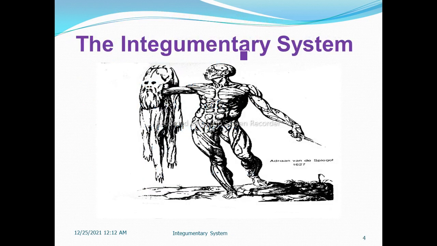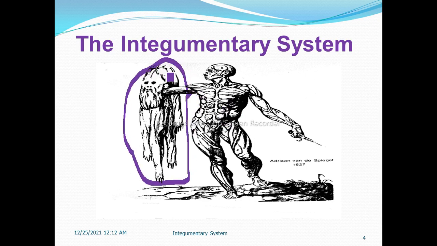Now this is the integumentary system. In this course we will talk about the integumentary system. If you remove your skin from your body, it looks just like this. This is the largest organ in the body. It's very vast and extensive. Now we will talk about this organ, which is known as skin.